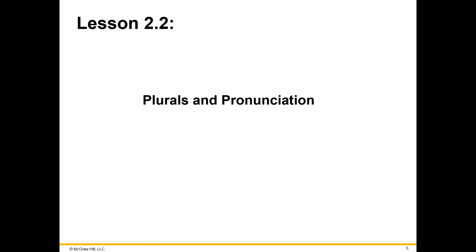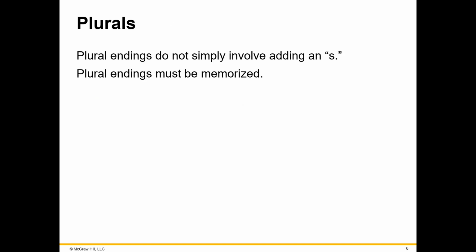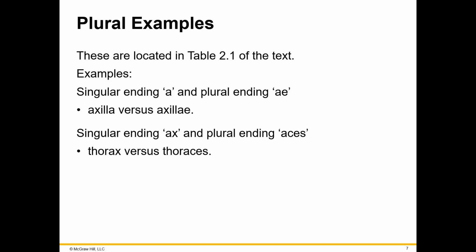Plurals and pronunciation. Plural endings are not based on the English language. Plural forms of medical terms are based on Latin and Greek languages. Adding an S to the medical term does not make it plural. You must memorize the plurals of medical terms. Plural examples. These are located in Table 2.1 of the text. Singular ending A, and then the plural ending AE. So, for example, here we would go from axilla to axillae. Another one that we would use, singular AX, would go to aces, ACES. So, for example, thorax versus thoraces.